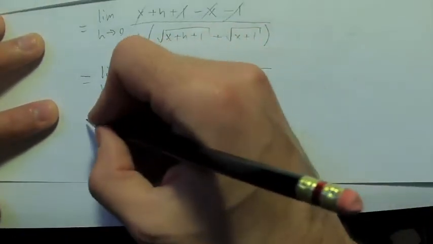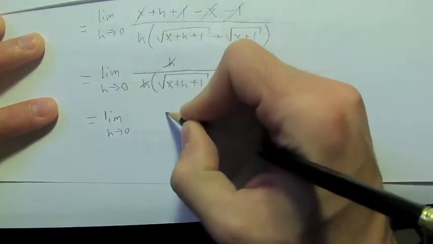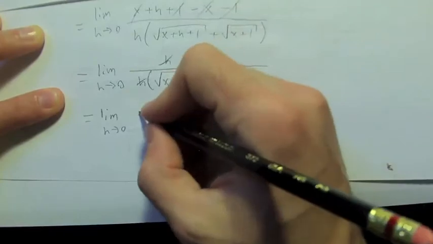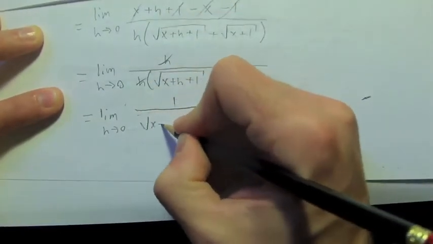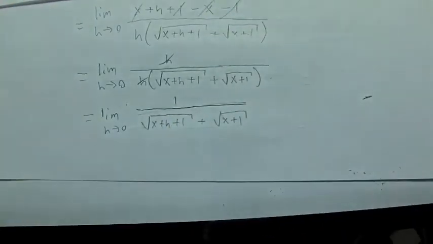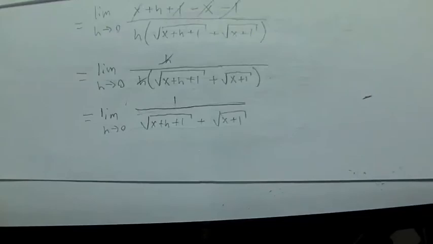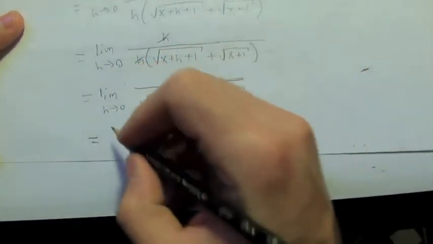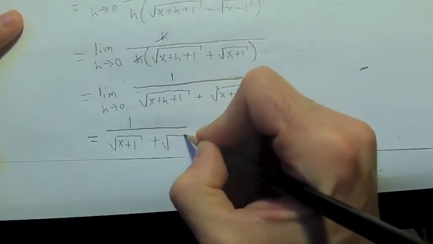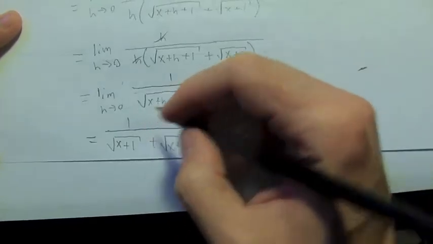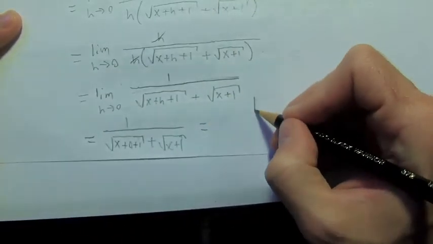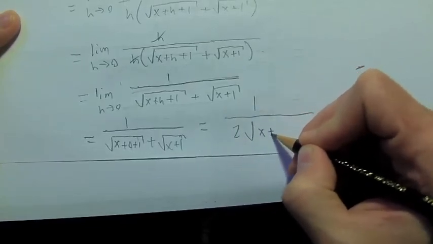Okay. And so I get the limit as h goes to 0. And remember, this is 1 over, well, that's sloppy. It's 1 over the square root of x plus h plus 1 plus the square root of x plus 1. And now we should be able to plug in h equals 0 to get our value out. Right, so we get 1 over the square root of x plus 1, and I plugged in 0 there, or the square root of x plus 0 plus 1 in there. I plugged in the 0. So this ends up being 1 over 2 times the square root of x plus 1.